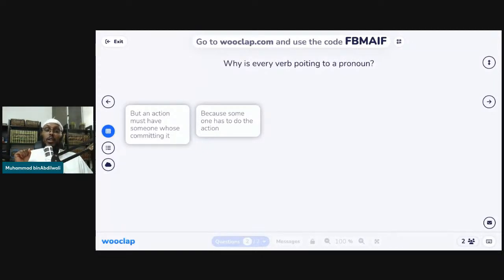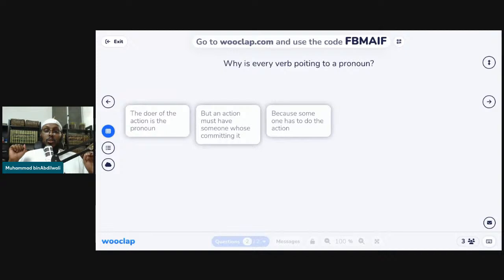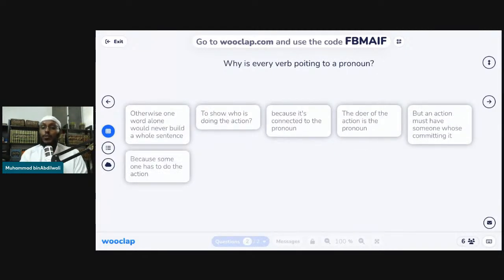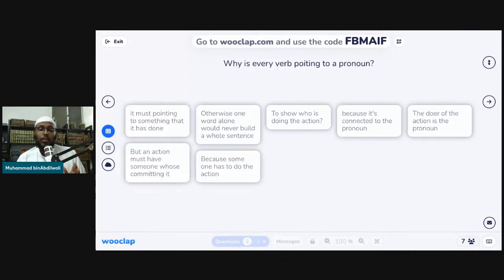Because someone has to do the action. The doer of the action is the pronoun. Yes. Okay. Ahsantum. Barakallah fikum. Yes, that's very, very true. Now, there is an exception to that rule, which we're not going to cover right now.